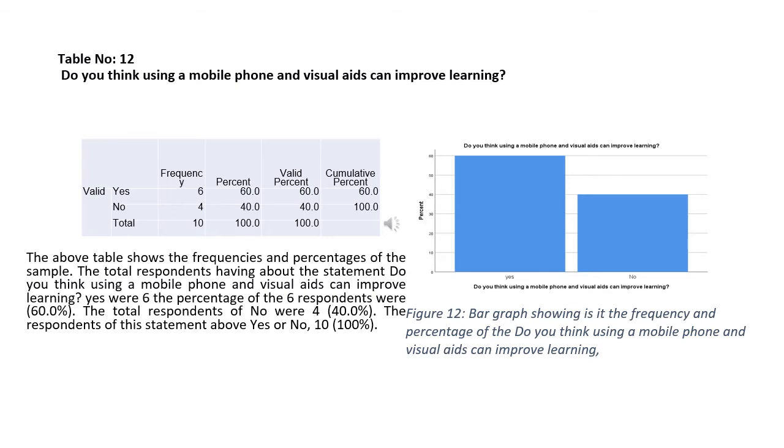Table number 12. Do you think using a mobile phone and visual aid can improve learning? Most of the respondents said yes. The bar graph shows the frequency and percentage for: do you think using a mobile phone and visual aid can improve learning.